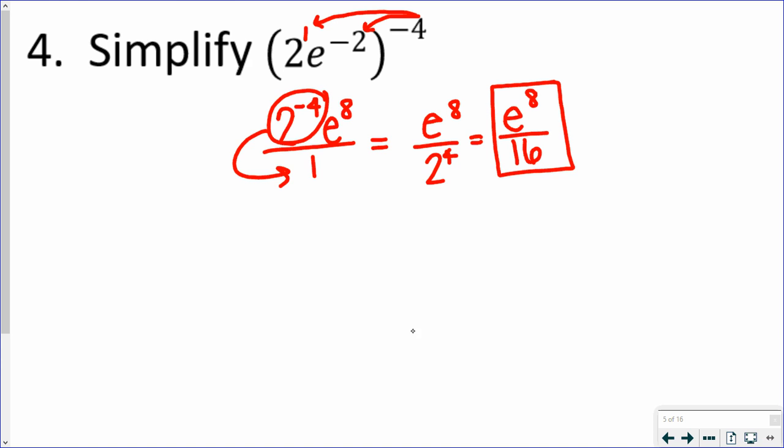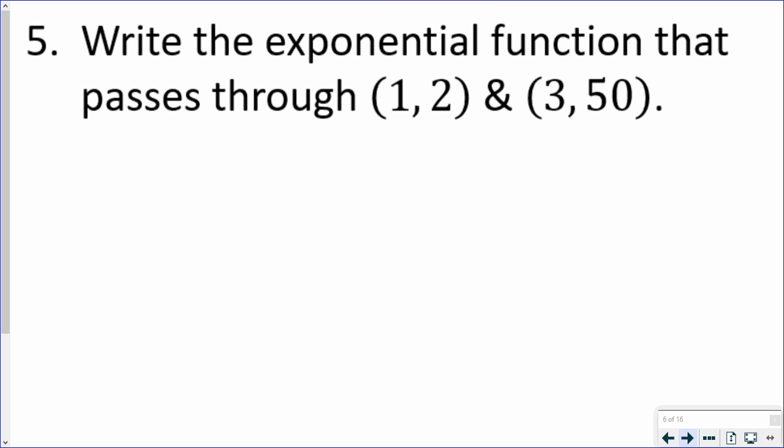All right. All right, here's your next one. This was the last set of notes we did, and this was the one where you have to use your graphing calculator to do this. So 2 minutes starting now.